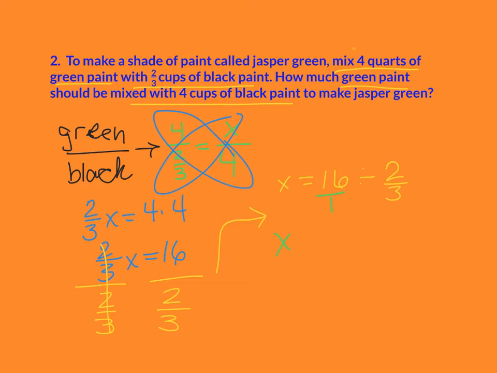Math Macarena tells me to keep the first, flip the second, then you multiply. Keep the top with the top and the bottom with the bottom. 16 times 3, of course, is 48. 1 times 2 is 2. I go ahead and reduce that or divide, either way you want to think about it. And x is going to equal 48 divided by 2, of course, it's 24 quarts of green.